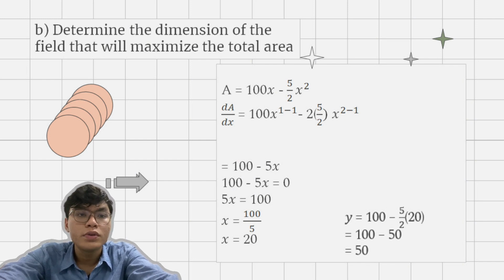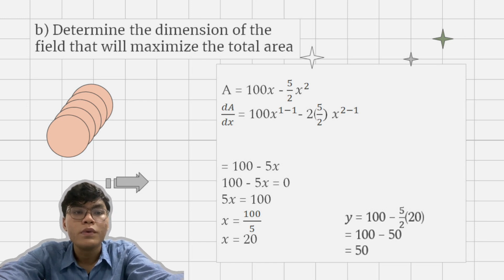For part B, determine the dimensions of the field that will maximize the total area. So we have A equals 100x minus 5 over 2 x squared. Firstly we find the first derivative, where for x we reduce the power by 1. So we get 100 x to the power of 1 minus 1, minus 2 times 5 over 2 x to the power of 2 minus 1.